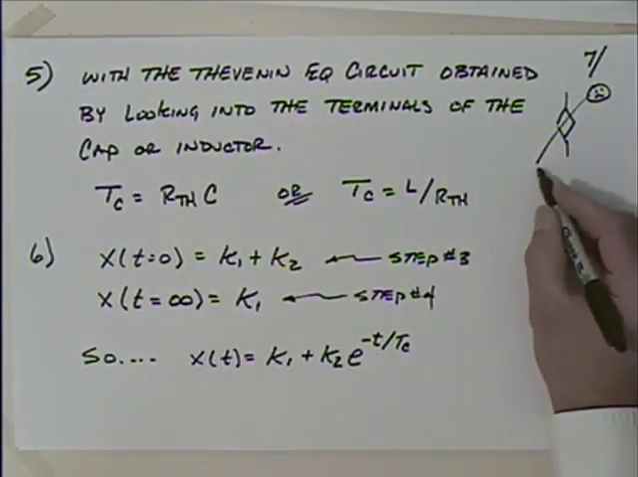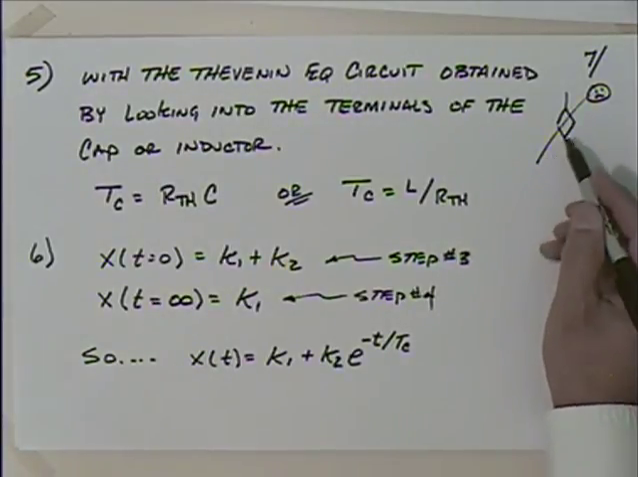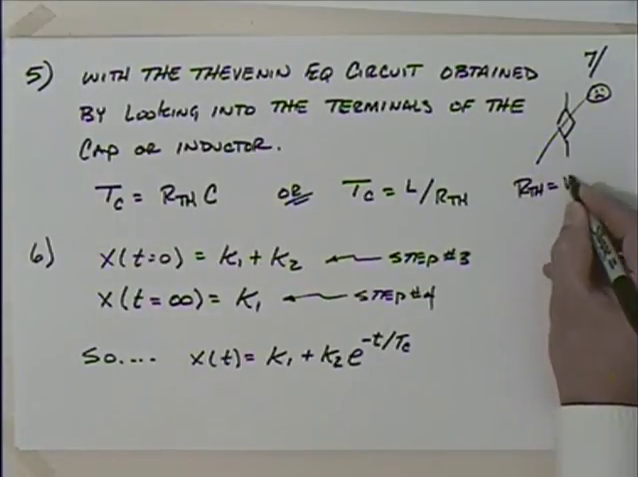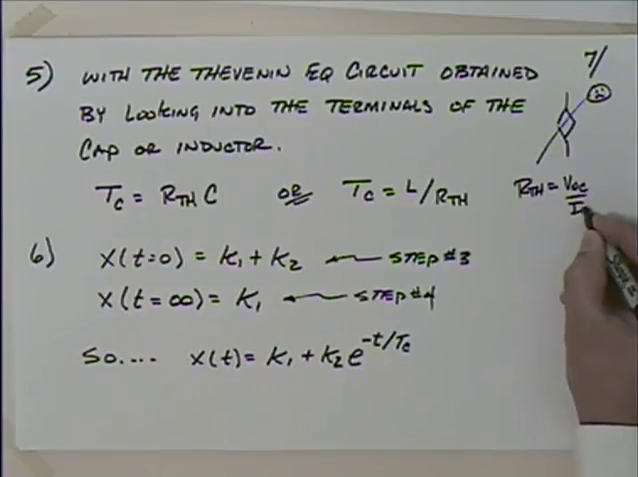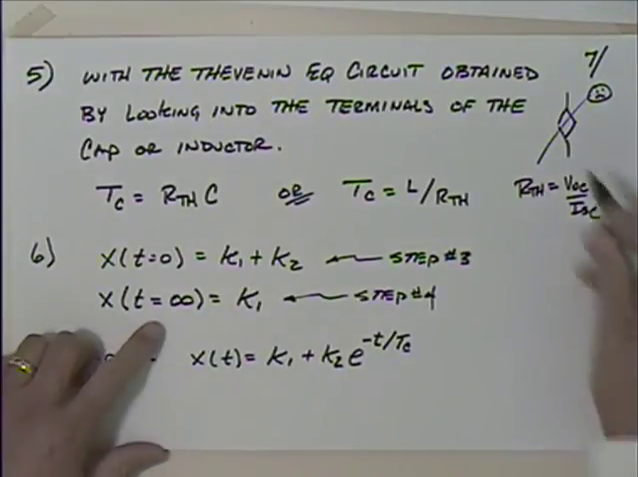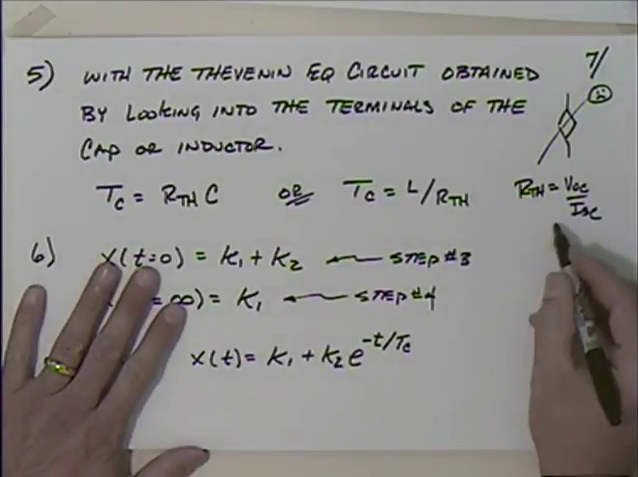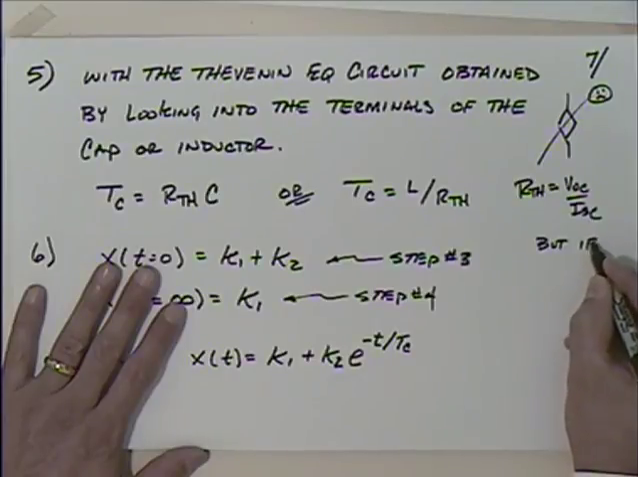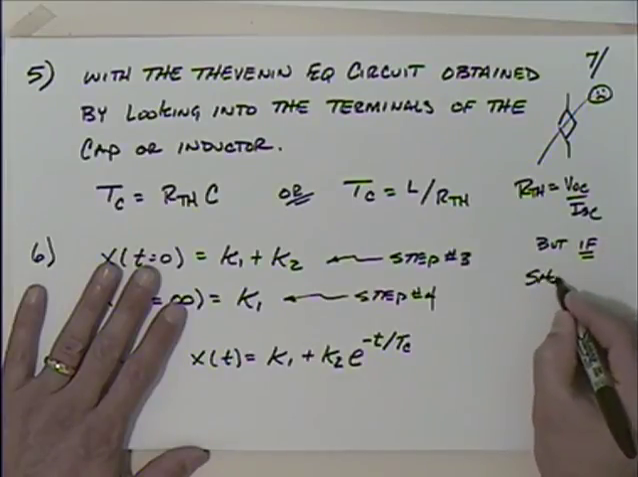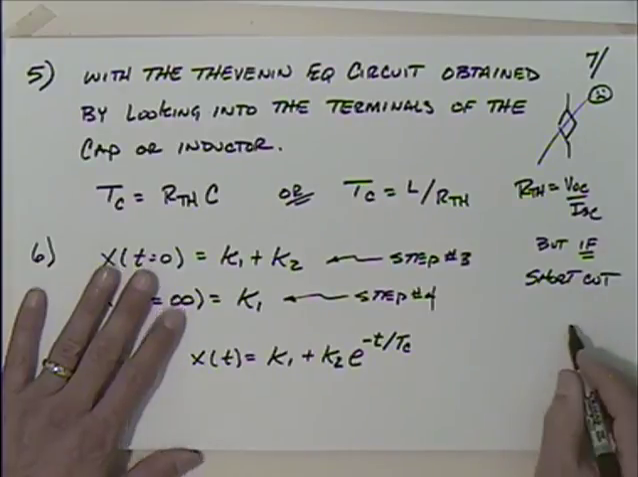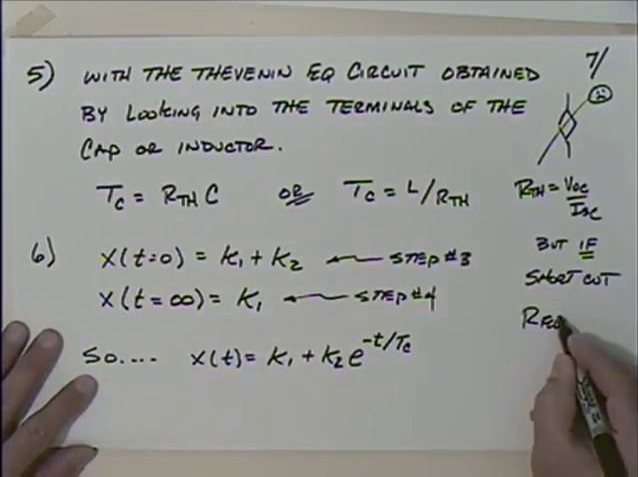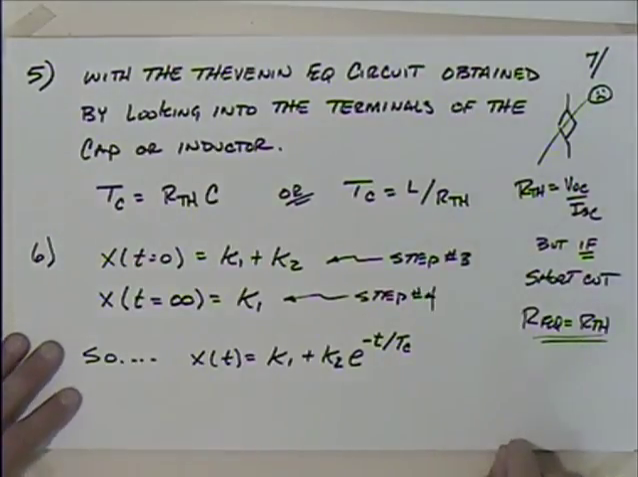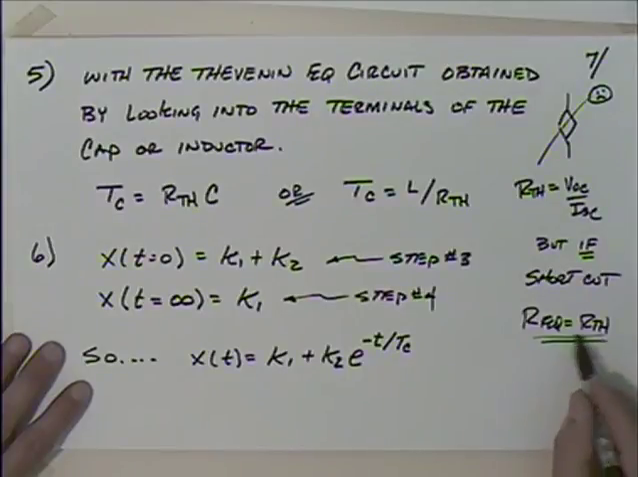If you have this, I maybe shouldn't have put the slash through it, it's not an impossibility, but you're going to say that R Thevenin is equal to V open circuit divided by I short circuit. You have to do both of those. If you can do a shortcut, you look back into the terminals and R equivalent is equal to R Thevenin. So this might be pretty short. If you can use the shortcut, if there's no dependent sources, you can do this.